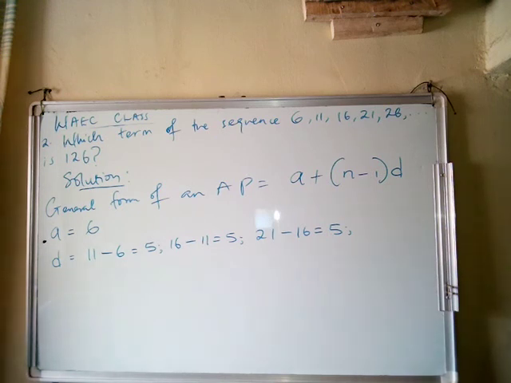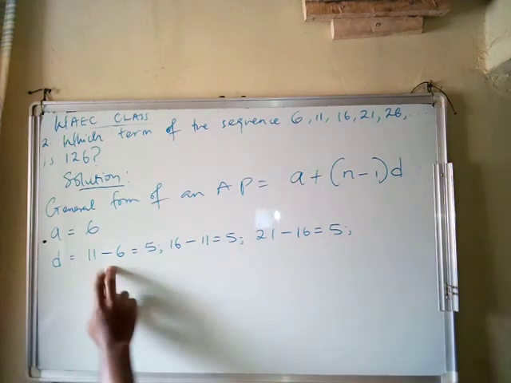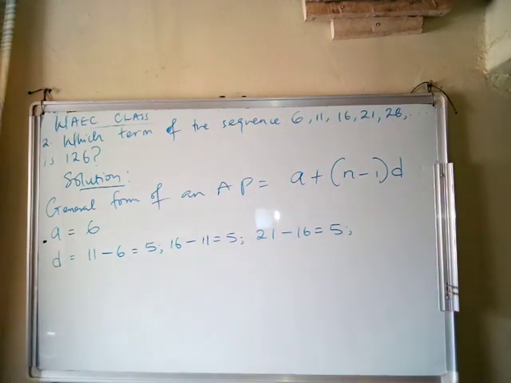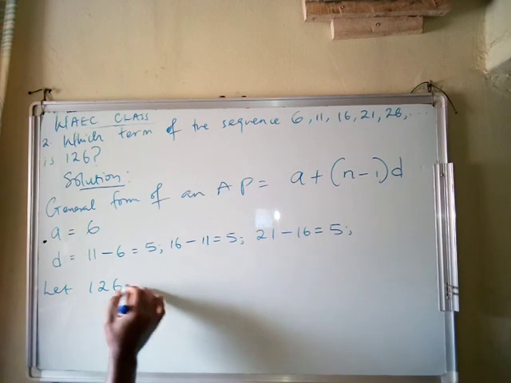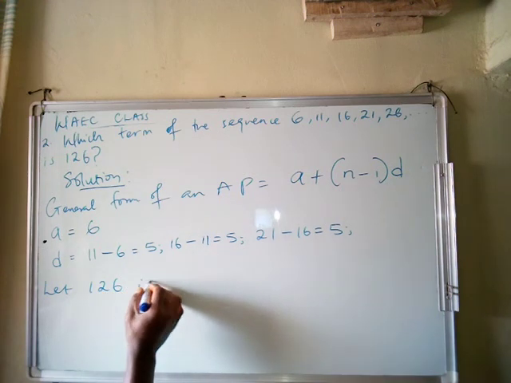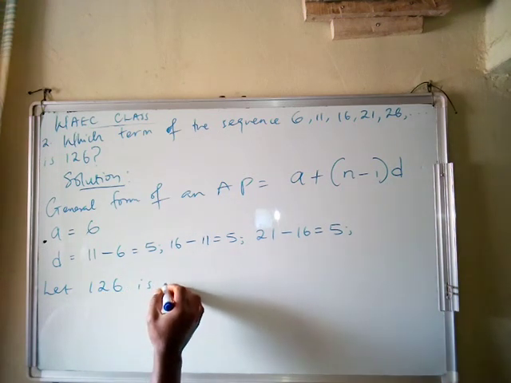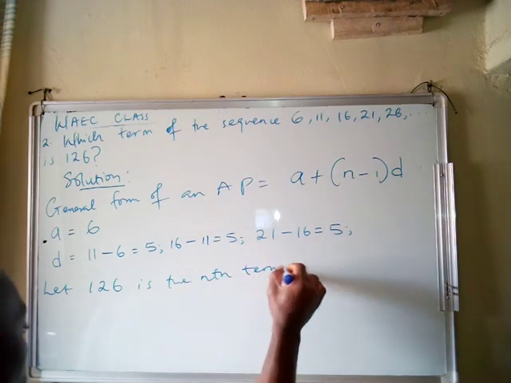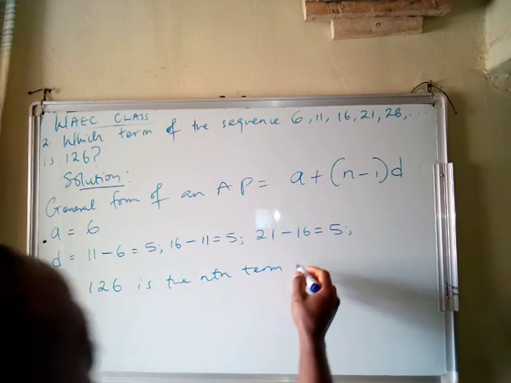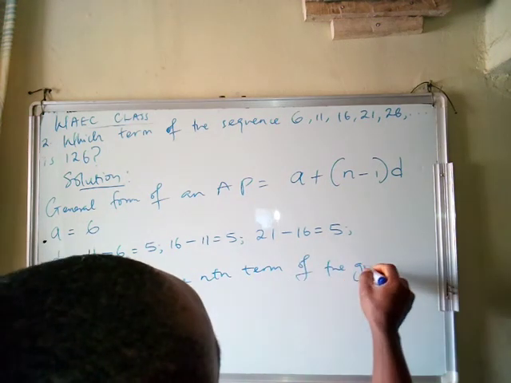So having gotten that as a common difference, this is for the first, second, and the third terms. Having gotten that for the common difference, then what do we need to do? So you declare the 126 that you are given. Let 126 become the nth term of the given sequence.